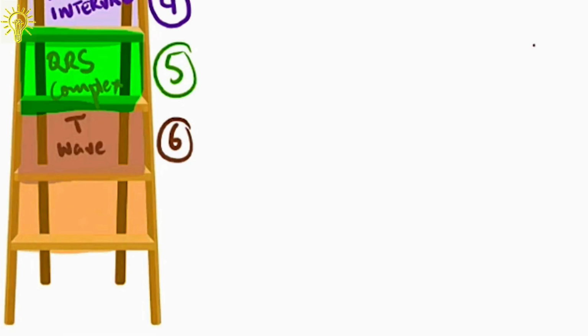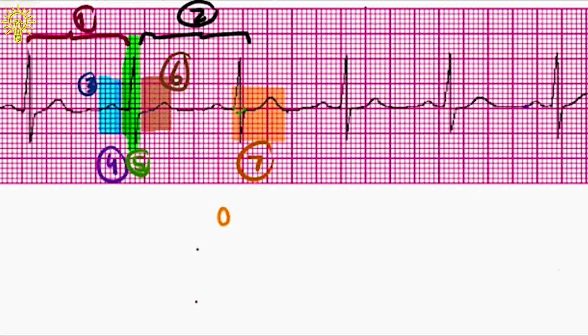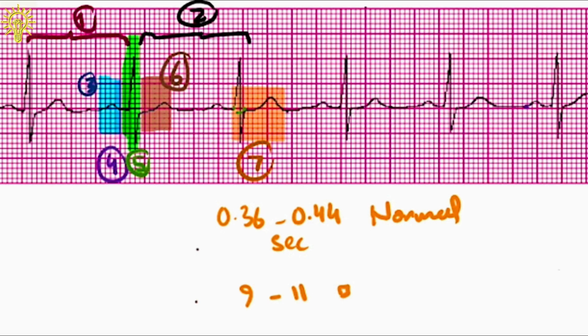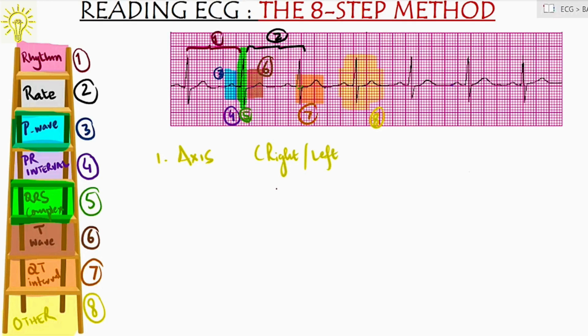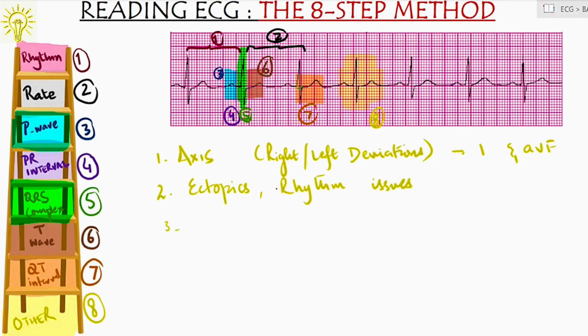Step 7. The QT interval. Normal value is between 0.36 to 0.44 seconds, which is around 9 to 11 small boxes. Step 8. Observe other features like axis deviation between lead 1 and aVF. For that concept, I am giving the link in the right upper corner.